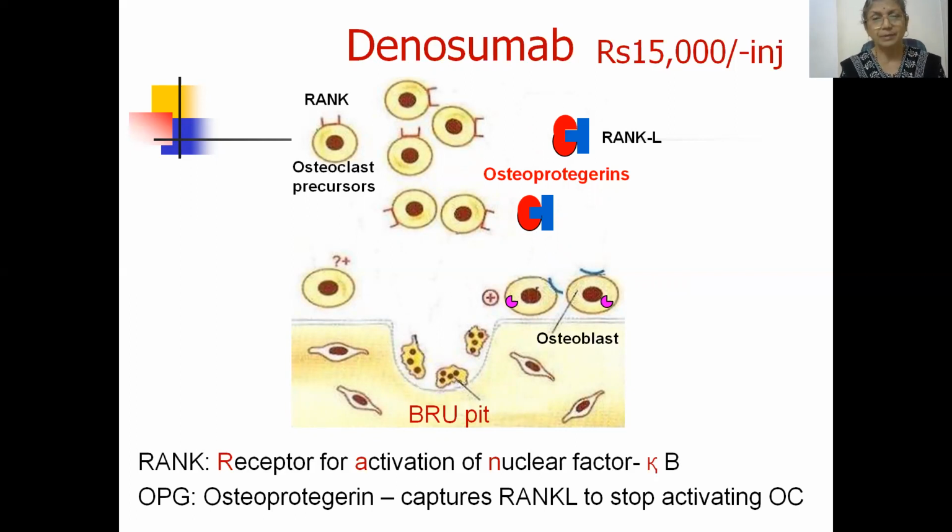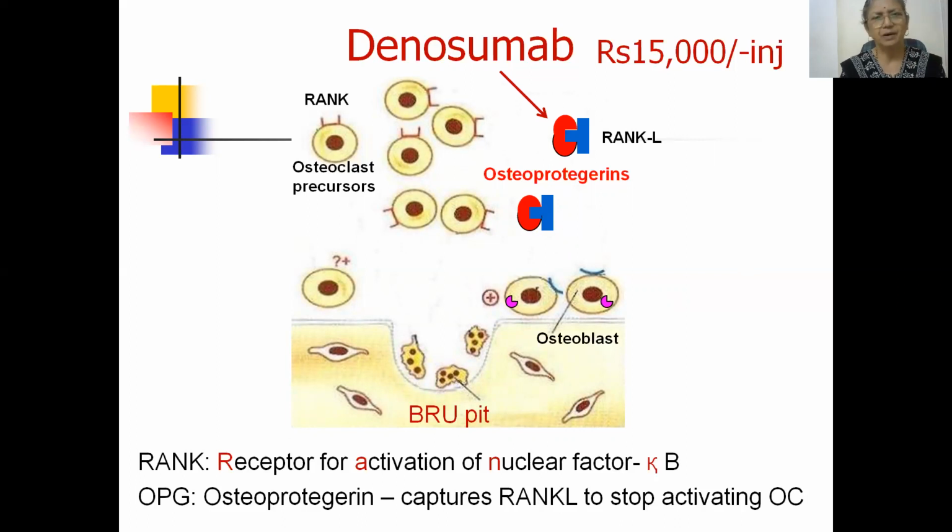Denosumab has been developed as a monoclonal antibody. MAB stands for monoclonal antibody. So many of these biologicals will have the ending MAB, which means they are the monoclonal antibody for some target molecule in the body. So denosumab works like osteoprotegerin and it will bind and inactivate the RANK ligands so that osteoclasts cannot be activated and so they cannot dig.